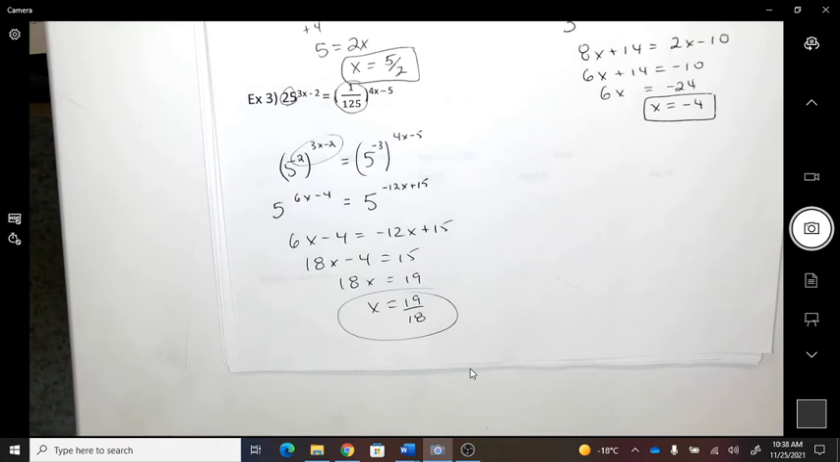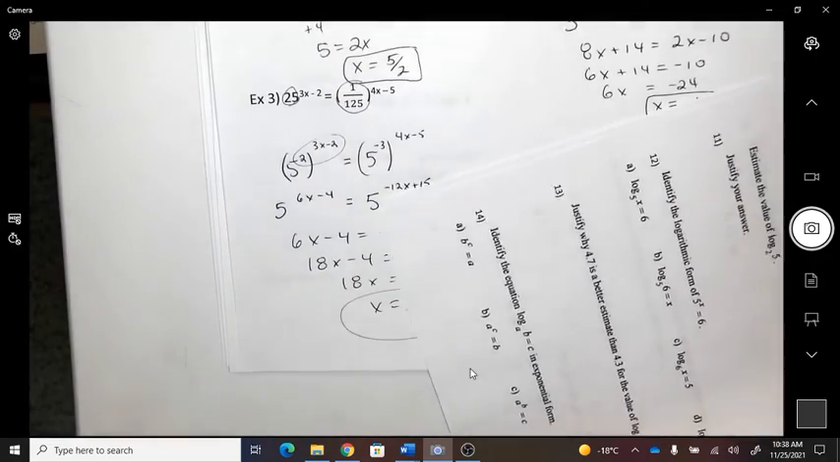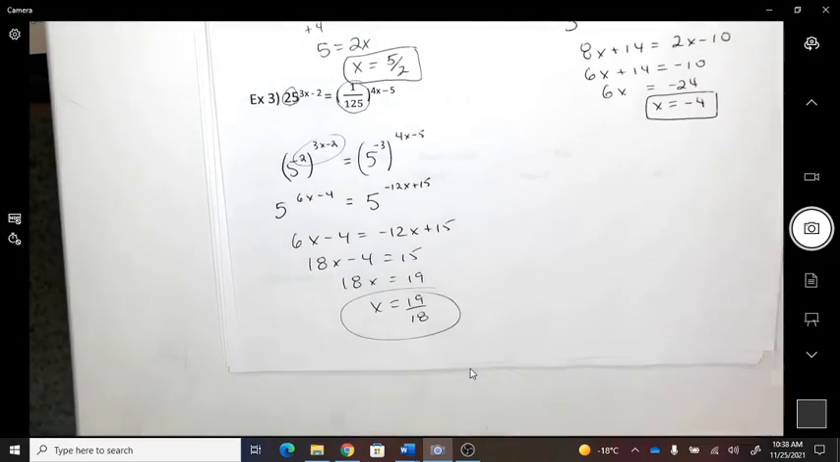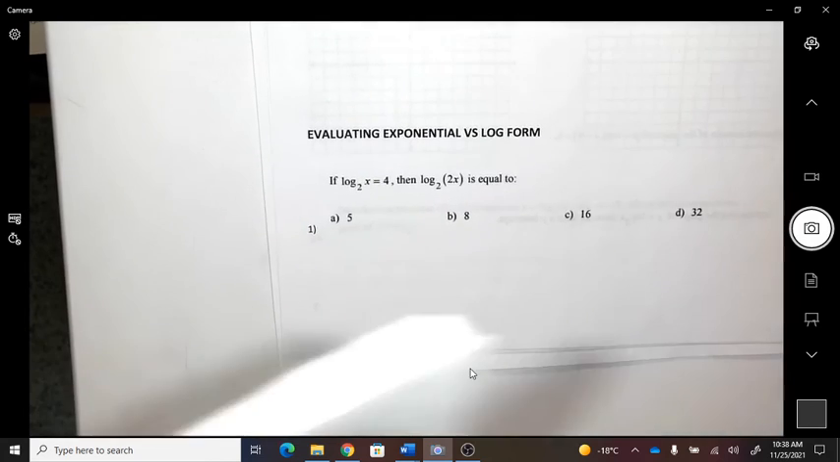Anybody matching? Okay. We're going to do a few together here. So starting on page 8.